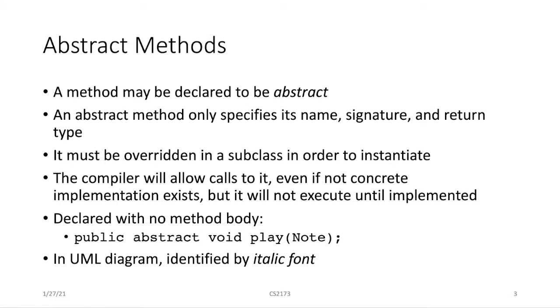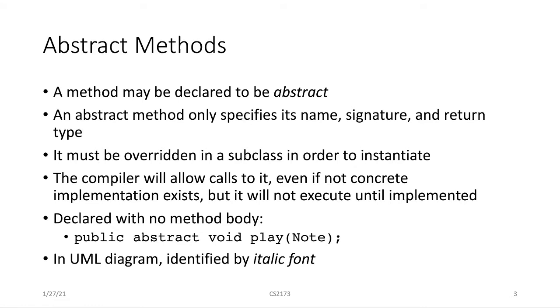In order to instantiate an object where the type is declared to be this abstract class, or the class with the abstract method, you can declare it as a type, but you can't instantiate it as a class. You have to override it in a subclass. In other words, all abstract methods have to be actually implemented in order to instantiate.